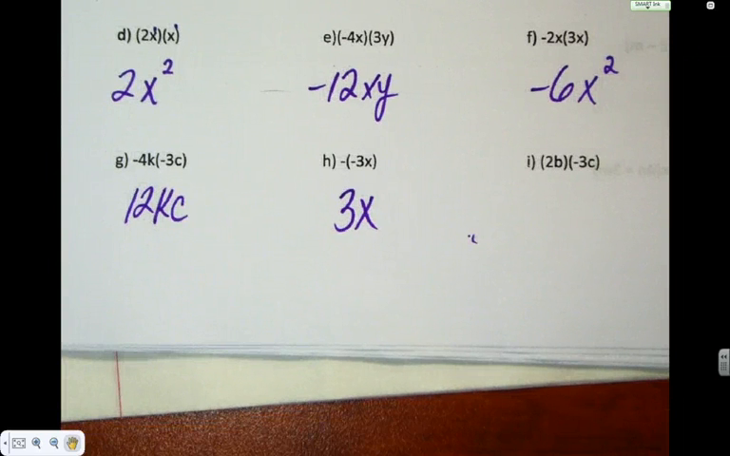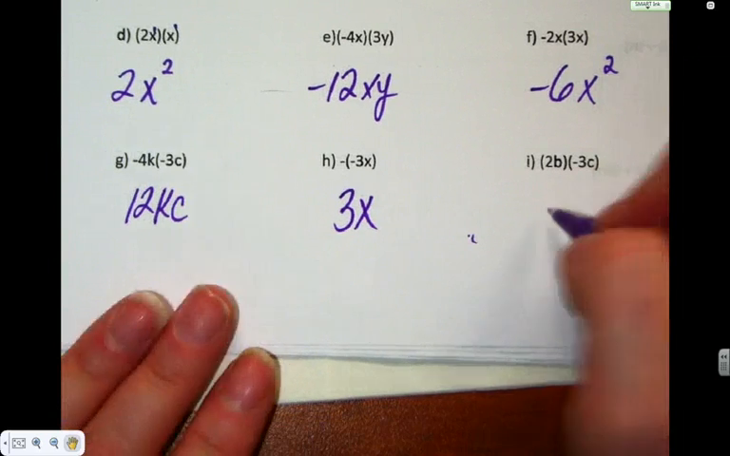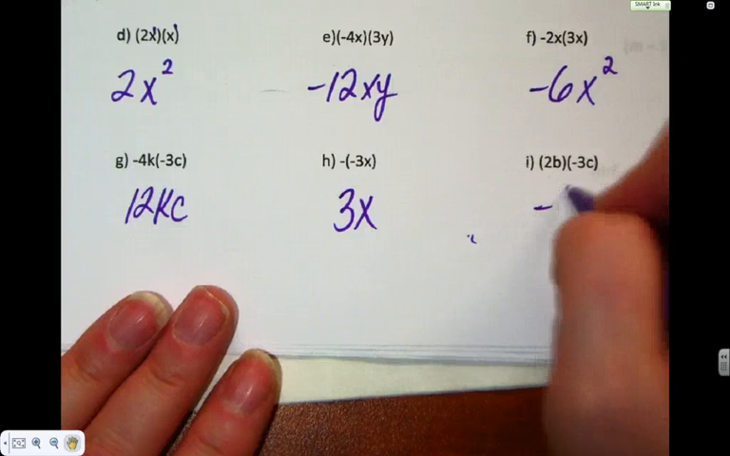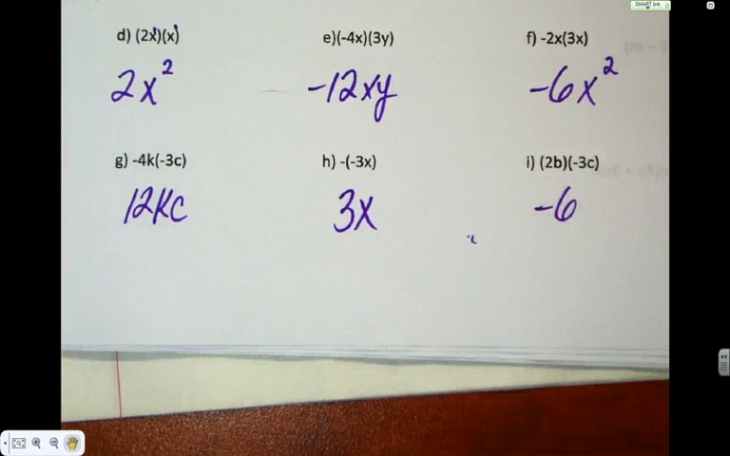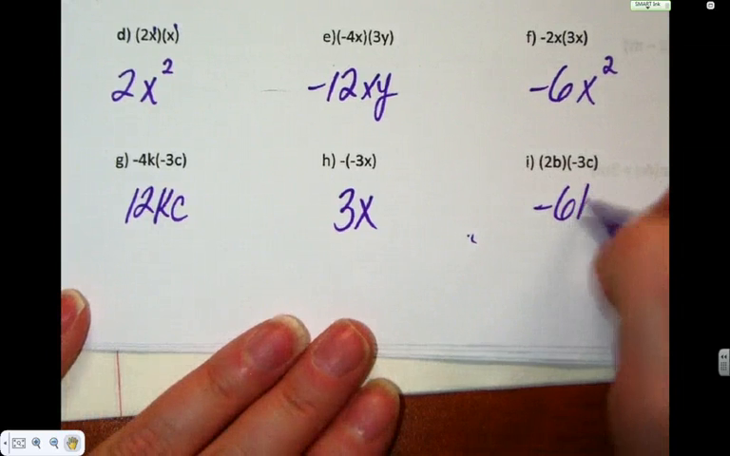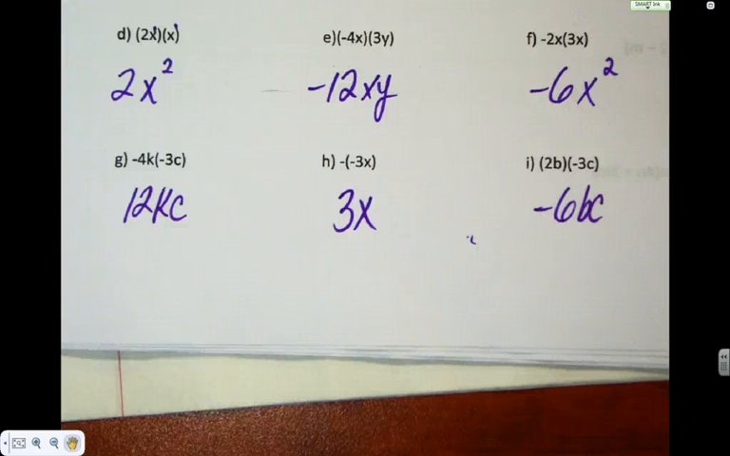The last one for example 1, 2 times negative 3, negative 6. Are the variables the same? Smush them together, I get negative 6bc. Show me your thumb so far in example 1. I'm getting it, I'm not getting it, I'm kind of getting it. Okay.